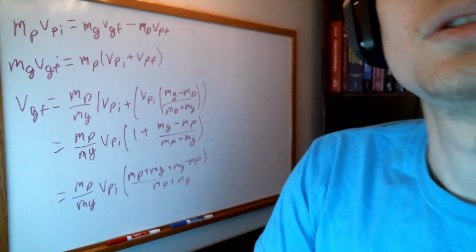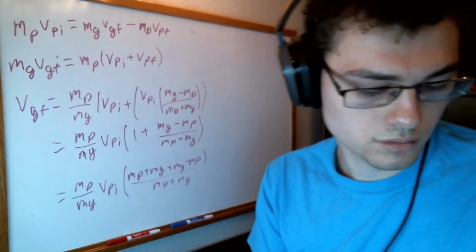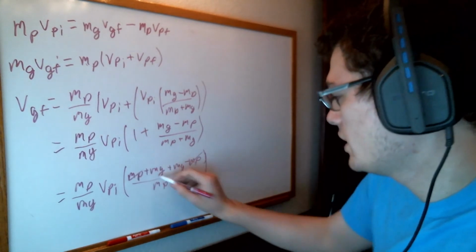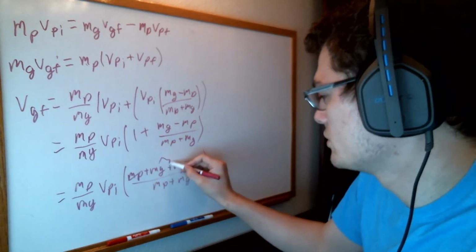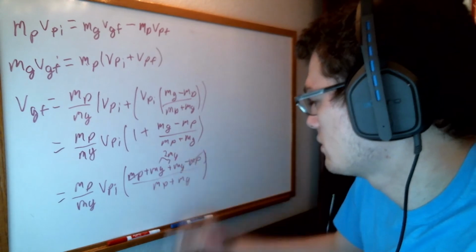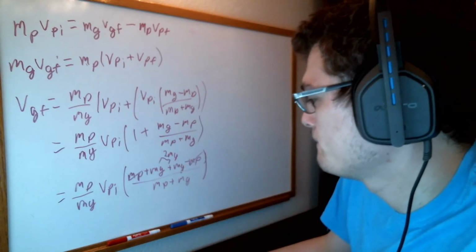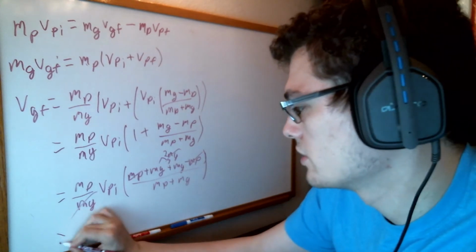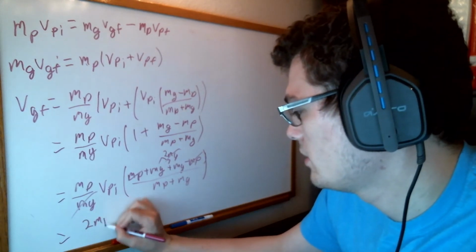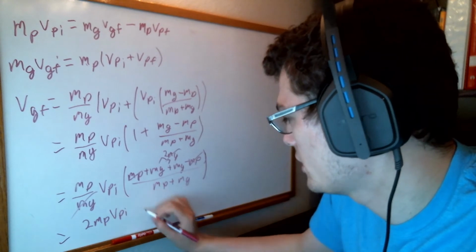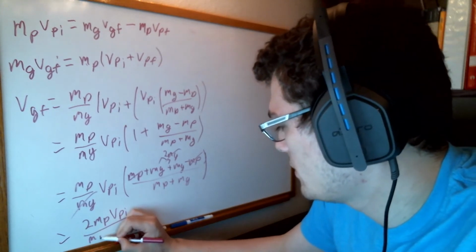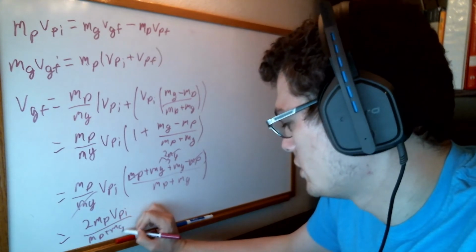Excuse me. Okay, and so then the mp's cancel out, and these combine into a 2mg, which then this mg cancels with this here, and then you're left with 2mp vpi all over mp plus mg.